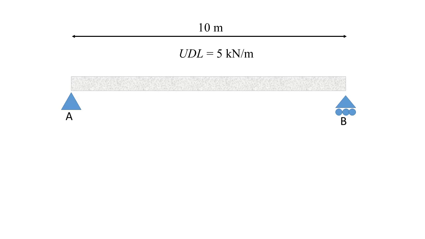Let's start with a solid beam that is 10 meters long and has a UDL of 5 kilonewtons per meter. The beam is simply supported by two supports at each end of the beam, labeled as support A and support B. So how do we calculate the reactions from these supports due to the weight of the beam?